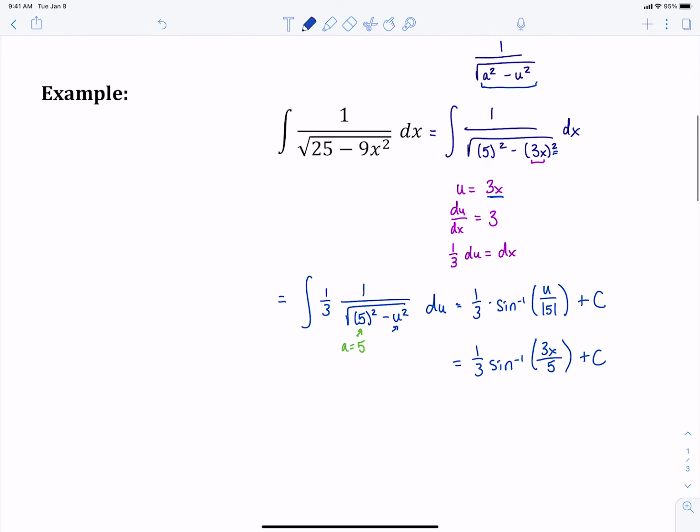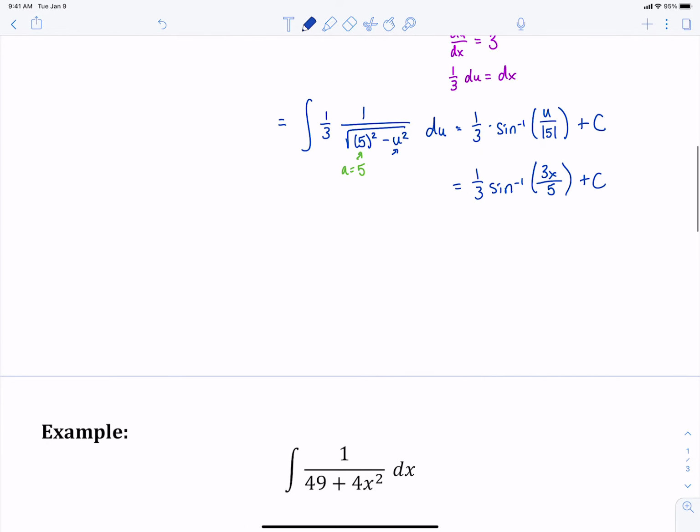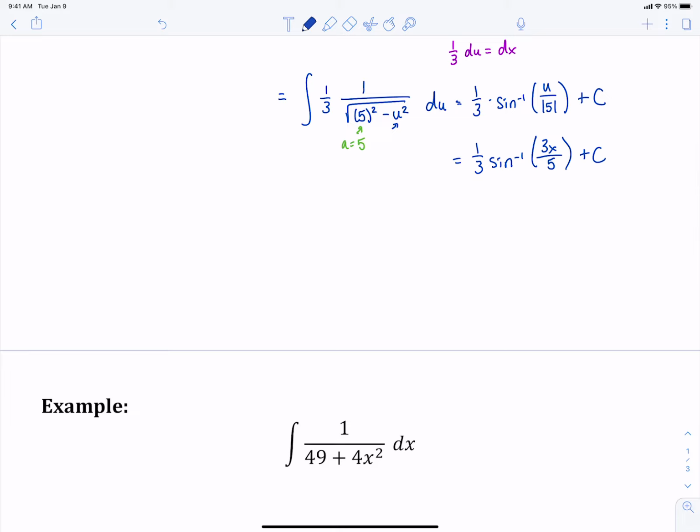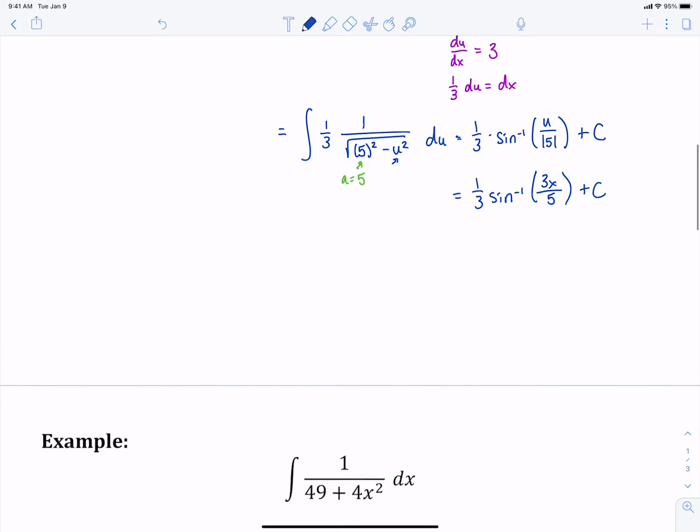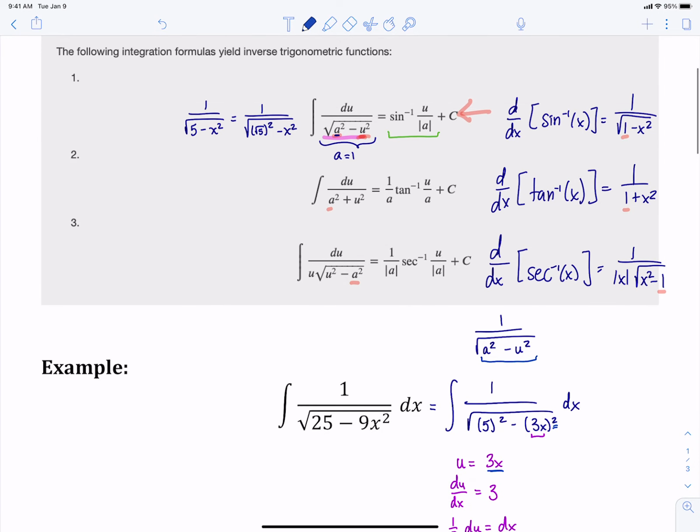Let's take a look at one more of these just so we can get the idea. Here we've got 1 over 49 plus 4x squared. Again, it's a matter of going back up here, looking at our 3 different options, and saying, what kind of thing do we have? Well, this one doesn't have a square root, and it's got a plus, so that tells me we've got the situation in formula number 2.